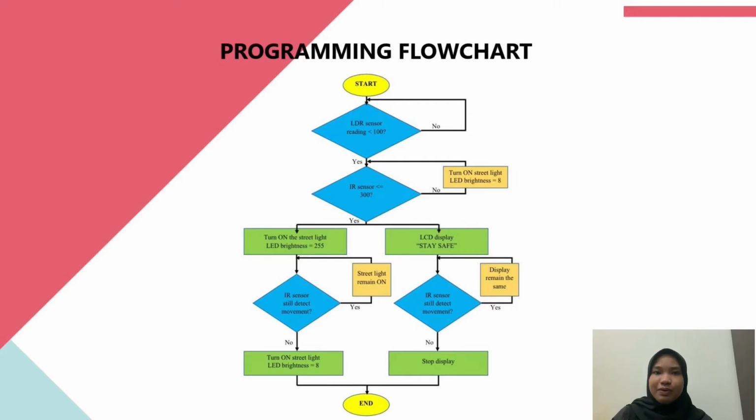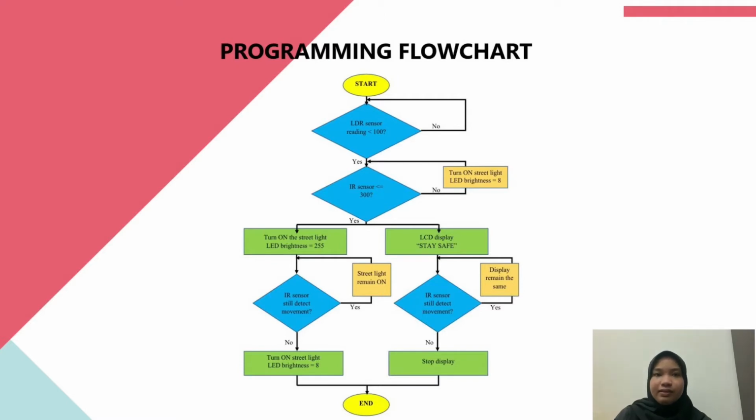This is our programming flowchart. First, after we start, the LDR sensor value must be lower than 100 and the IR sensor value must be lower than 300 in order to turn on the LED brightly to the value of 255.